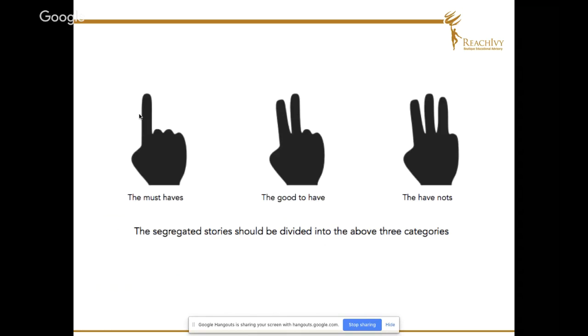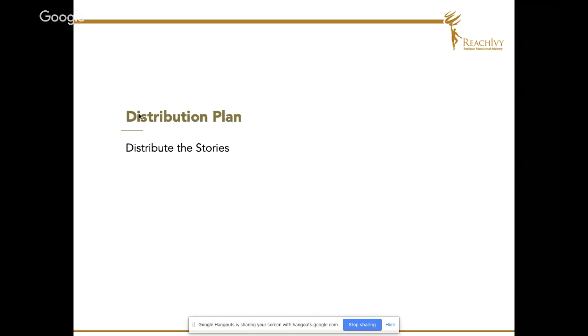And the third part is the have-nots. Now, when you're writing down your list of stories, you are going to come across a lot of stories that you yourself will realize shouldn't be a part of your profile. So make sure that you put them in the have-not section.